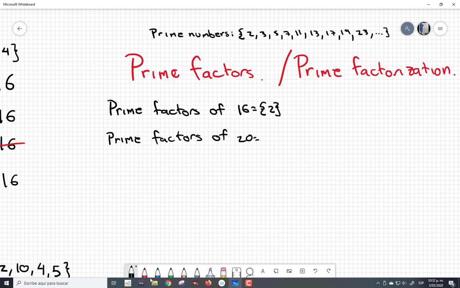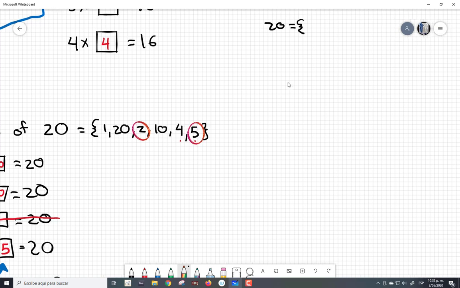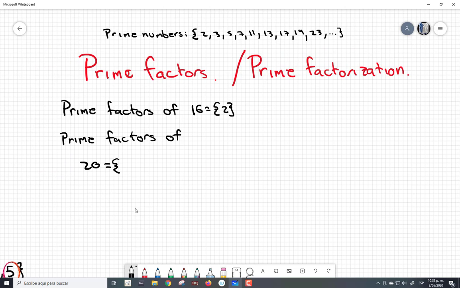Okay, now let's do it with the 20. 1 is not prime, 20 is not prime, 2 is prime, 10 not, 4 not, and 5 is prime. So we can say that the prime factors of 20 are 2 and 5. Okay, this is really easy.